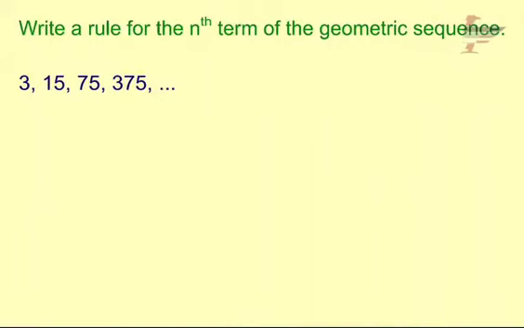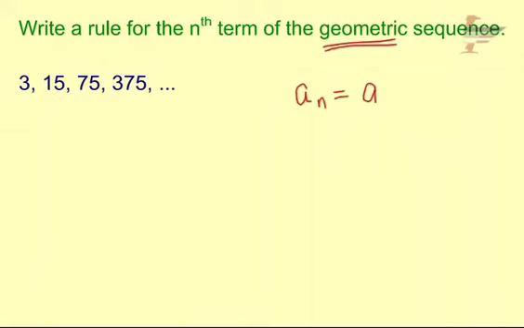Write a rule for the nth term of the geometric sequence. So a geometric sequence, well, first of all, they told us it's geometric, which means to get from one number to the next number, you're going to be multiplying by a common ratio. And what's nice is if you know it's geometric, you know what the rule is going to look like.